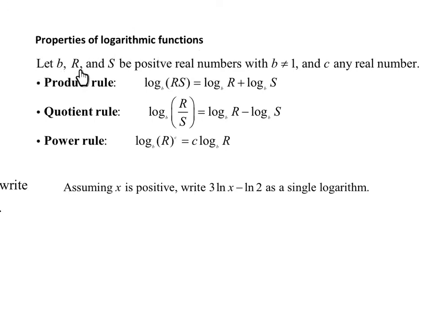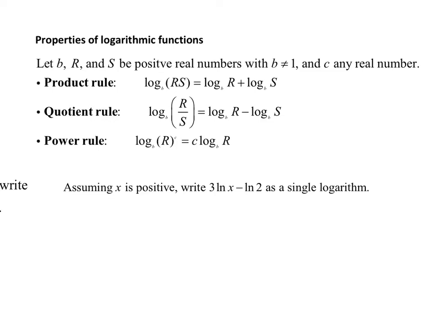Let b, r, and s be positive real numbers with b not equal to 1, and c any real number. Product rule. Log base b of r times s equals log base b of r plus log base b of s. So if you're multiplying two things together, you can separate them keeping the same base using addition, or if you have two things being added together, you can condense into multiplication.